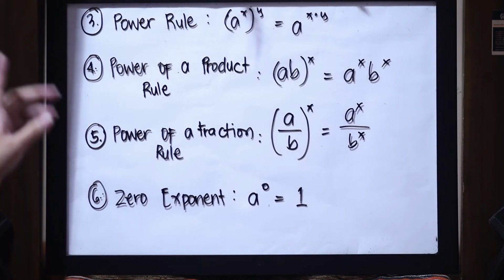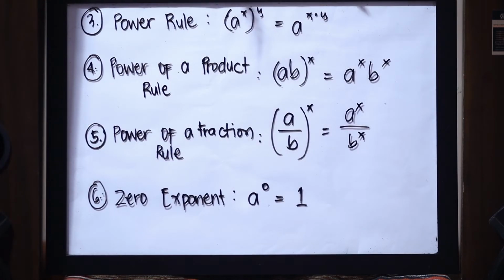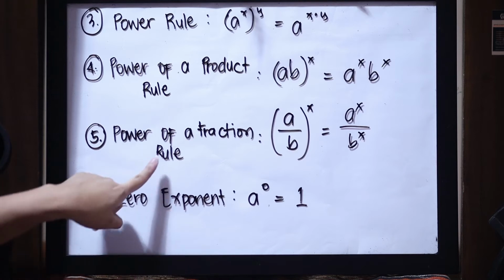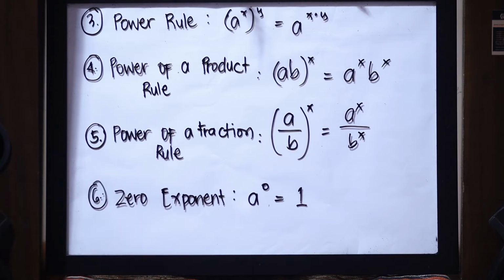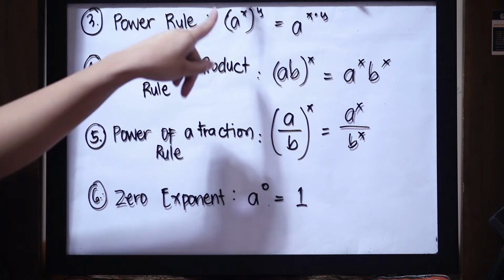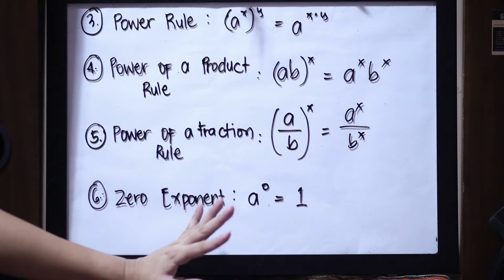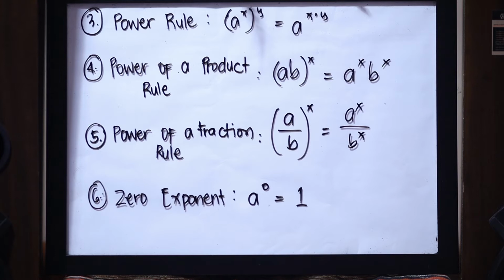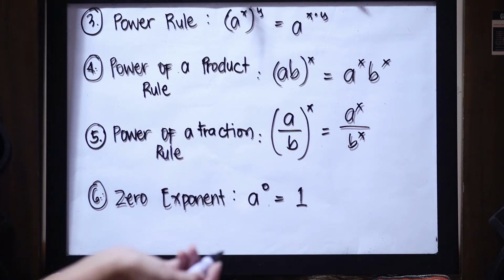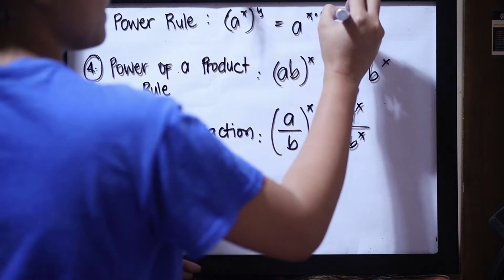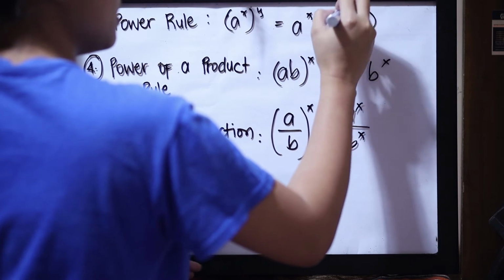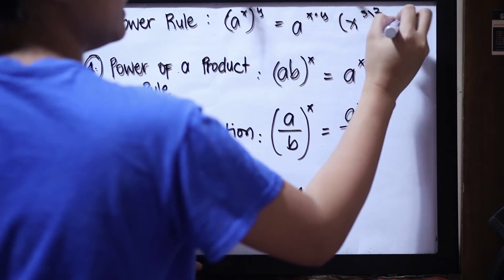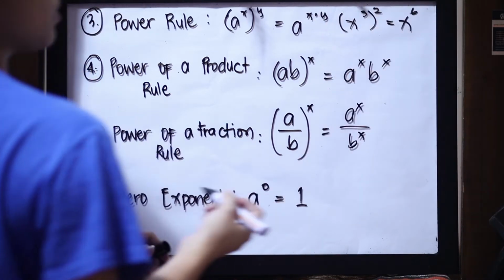Third exponent rule. So, sa third, we have the power rule. Sa power rule naman, if we have a raised to x raised to y, then we can say that we can multiply their exponents. Na parang normal na multiplication lang. Example, we have x cube raised to 2. Eh di ang mangyayari dyan ay x raised to 6.